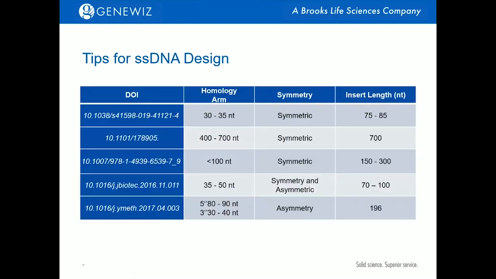This slide further shows you more reference for the design of single-strand DNA. Again, I would say reported values can at best serve as the starting point of your optimization. It heavily depends on the genomic region you want to target and the biological system you work on.